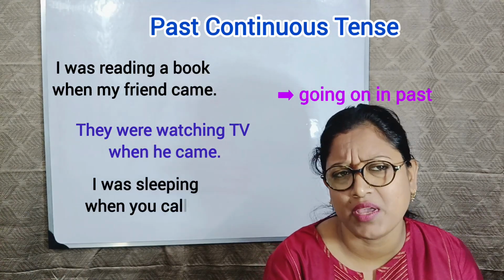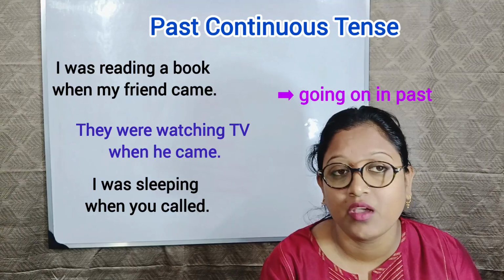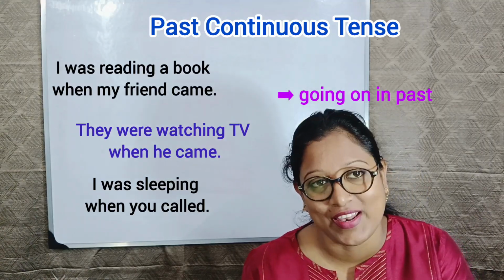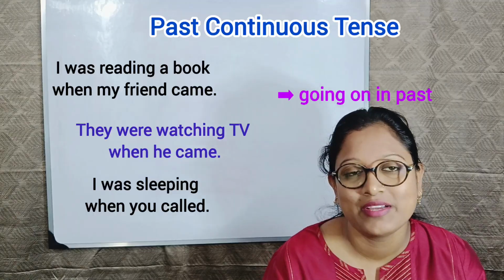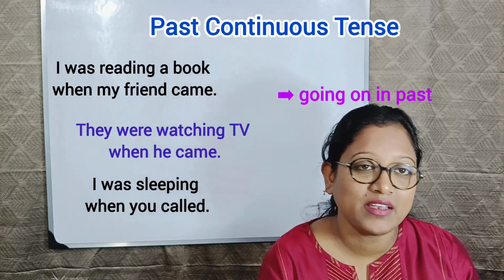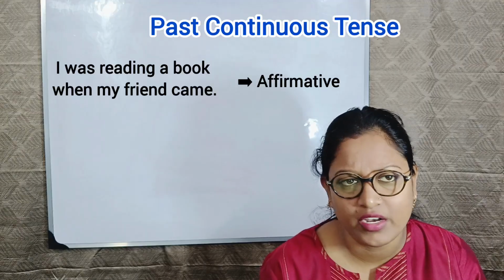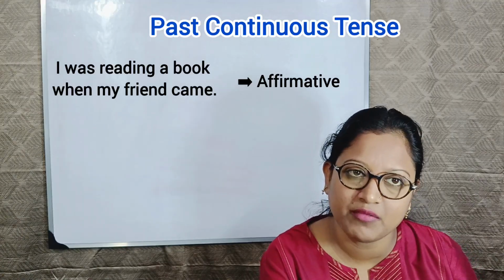I was sleeping when you called me. So the long action, I was sleeping, was interrupted by your call. Clear? So it is very simple. And if you make it negative and interrogative, for negative just put one "not", and for interrogative, just put the auxiliary verb first.